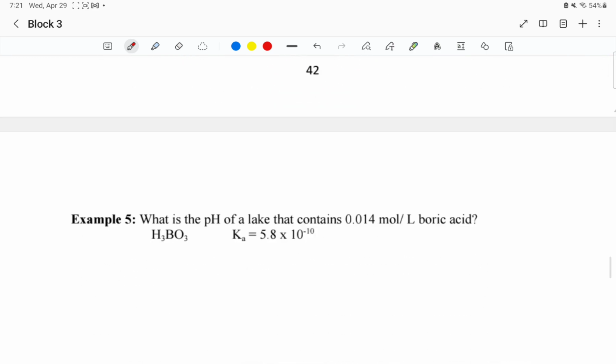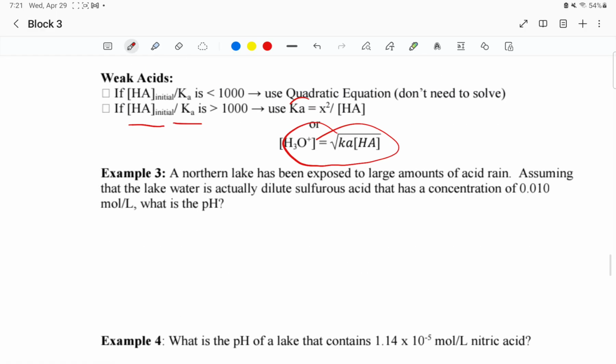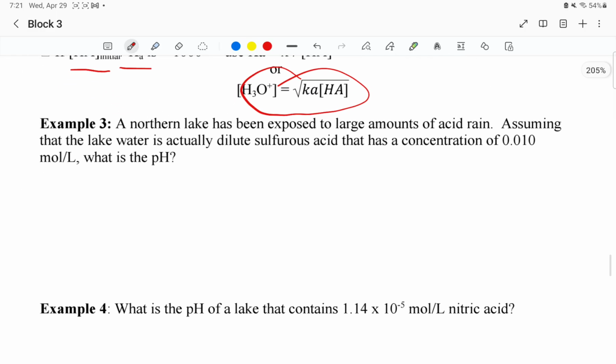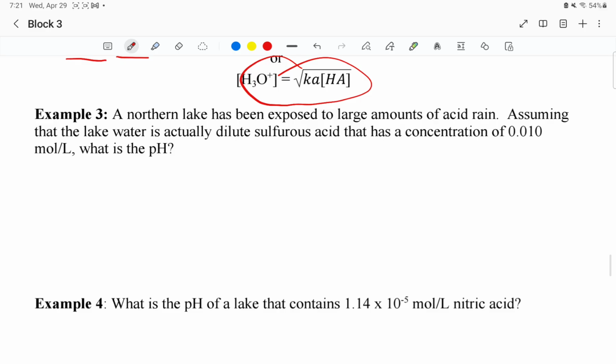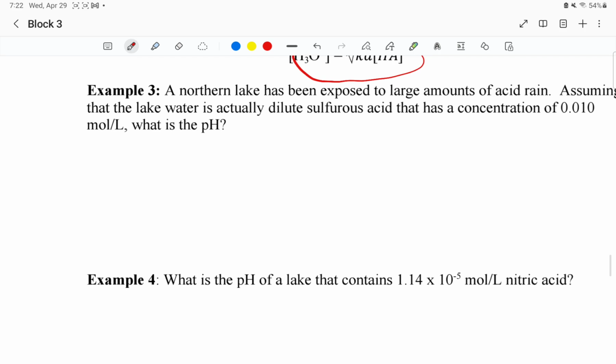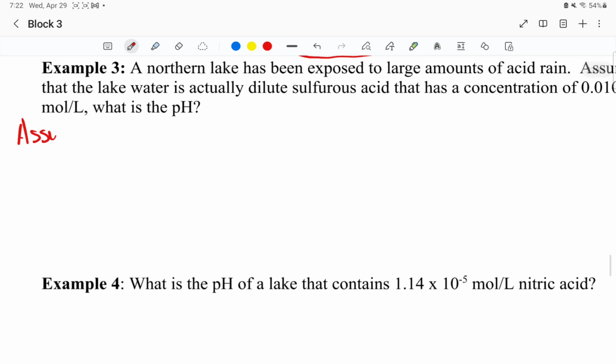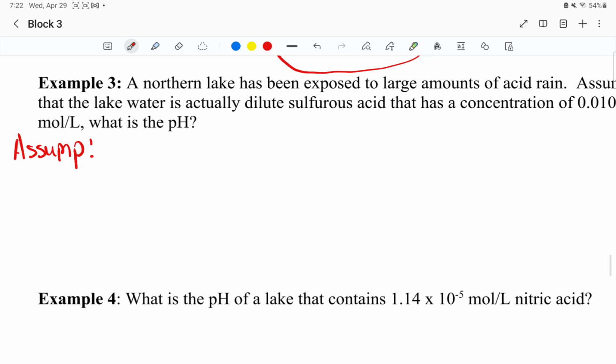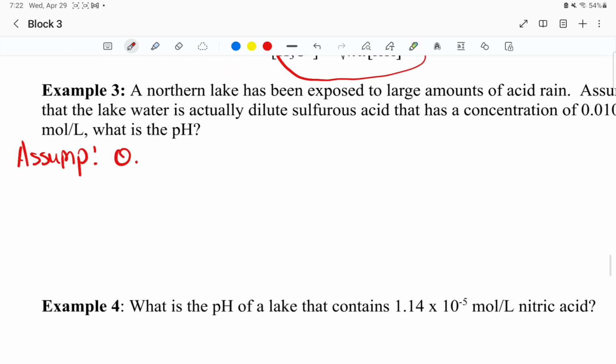All right, so we got 3 more examples. Here we go. Example number 3. It says, a northern lake has been exposed to large amounts of acid rain. Assuming that the lake water is usually dilute sulfurous acid, that has a concentration of 0.010 mole per liter. What is the pH? So first thing we're going to do, if this is a weak acid, start with the assumption check. Again, we're going to take the HA, 0.01, and divide it by the Ka of sulfurous acid.